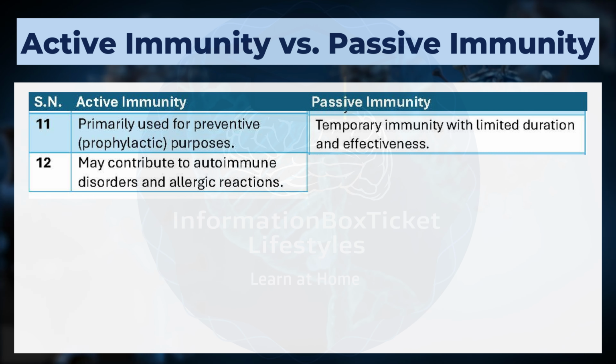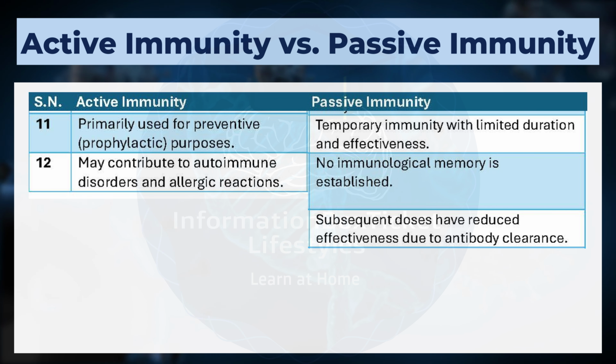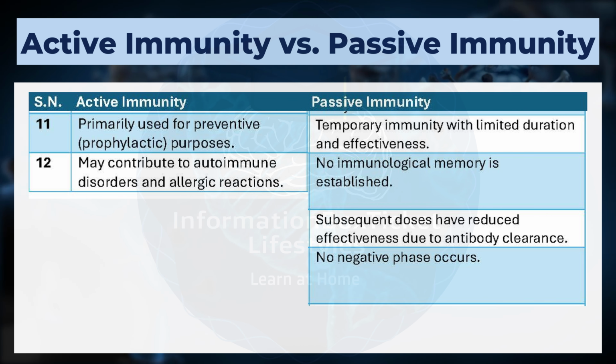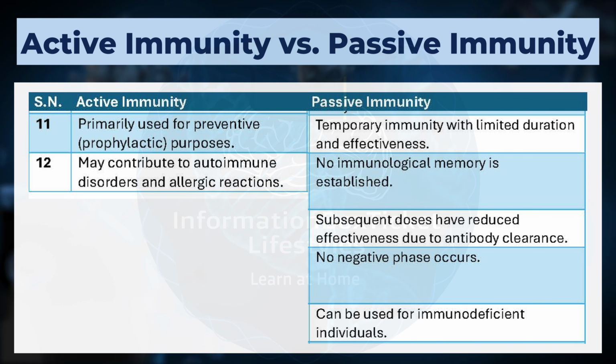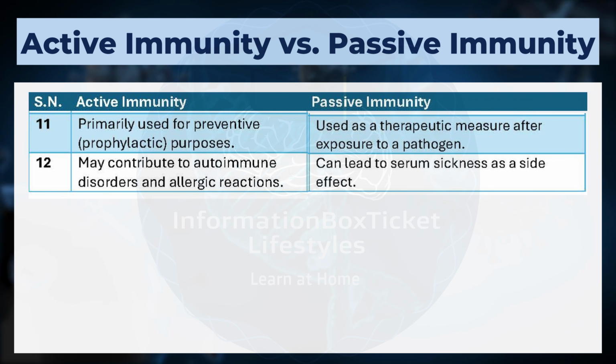However, it is temporary, as the antibodies degrade over time, and no immunological memory is formed. Subsequent doses of passive immunity treatments have reduced effectiveness due to antibody clearance. Unlike active immunity, passive immunity does not cause a negative phase and can be used for immunodeficient individuals. It is mainly employed as a therapeutic measure after exposure to a pathogen. However, it may lead to side effects, such as serum sickness, in certain cases.